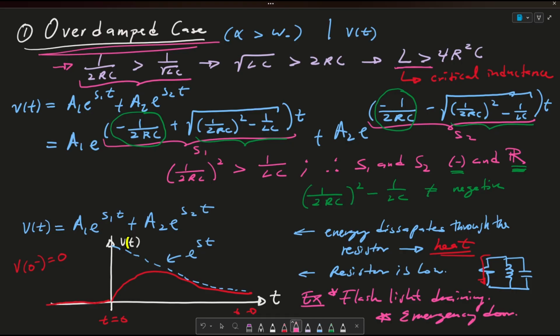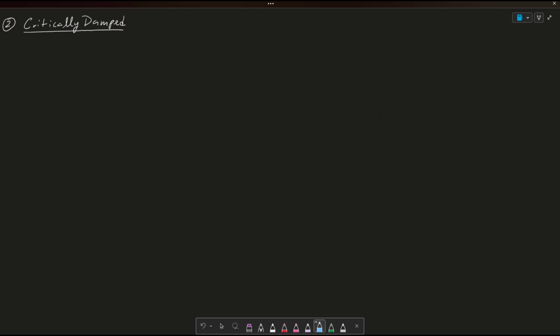Let's now go to the second case, which is the critically damped case, and see if we can write some equations for V of t and graph it as well. For the critically damped case, where alpha is equated to omega naught, to find our critical inductance, we say that alpha, which is 1 over 2RC, is equated to 1 over the square root of LC. Here the square root of LC is equated to 2RC. Lastly, my critical inductance, L, is equated to 4R squared C.